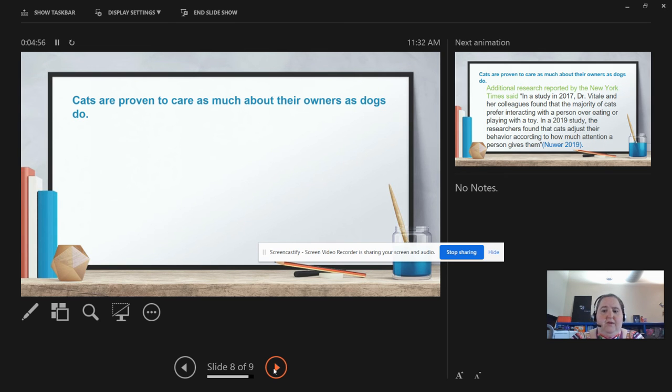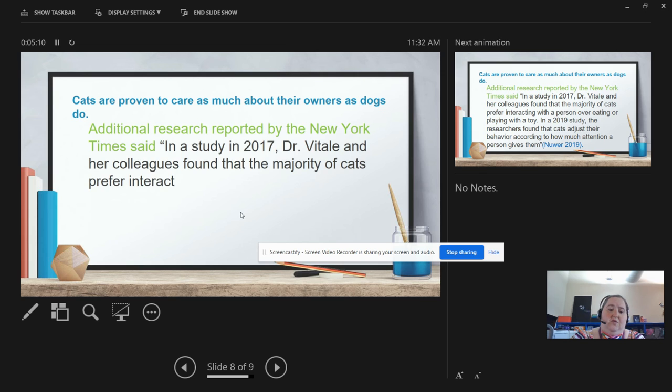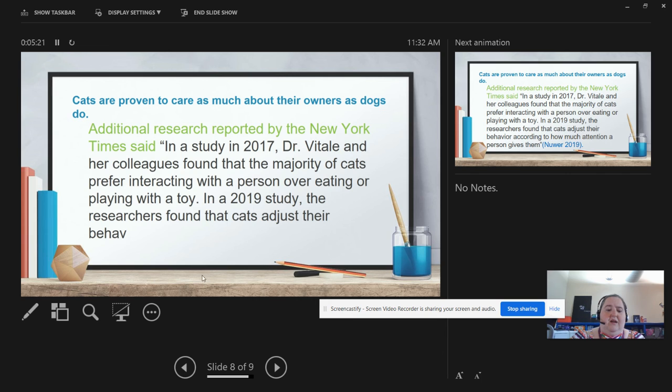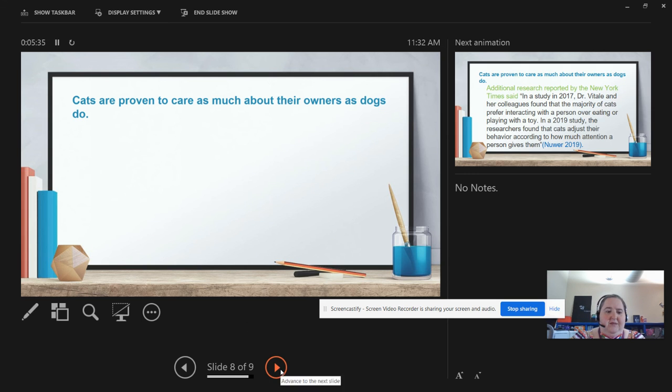So then after I've driven home my point, I'm going to put in another piece of evidence. So again, I have my author tag. Additional research reported by the New York Times said, and I have this quote that is taken word for word from the New York Times, and it's actually quite long. 2 different studies, one that found that cats prefer interacting with a person to eating, and one that shows that cats adjust their behavior based on how much attention a person gives them. So that's a pretty cool quote that makes cats seem much less aloof than they usually seem.